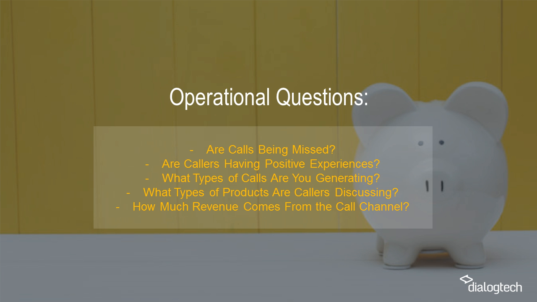From an operational standpoint, we work with a lot of organizations that have a centralized marketing group, but then a distributed sales force. And this is a way of giving those franchises or store locations a way of analyzing and viewing their calls and what's happening on them. So are calls being missed? Are they positive and negative experiences? What types of products are people calling about? And most importantly, I think the biggest operational question is how much revenue are we generating from the call channel?